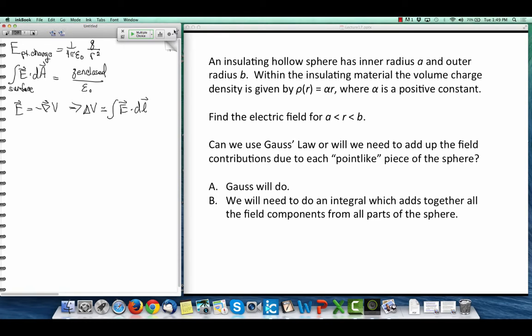This problem refers to an insulating hollow sphere, inner radius A, outer radius B. Within the insulating material, there's a volume charge density throughout. Now that volume charge density gets larger and larger as R gets larger. So as you go toward the outer radius, when you go from A to B, the volume charge density starts at a finite value and gets larger and larger as you go to B, the outer radius.